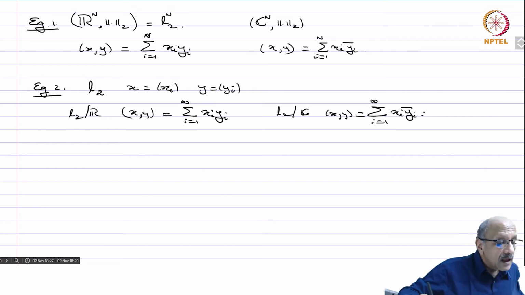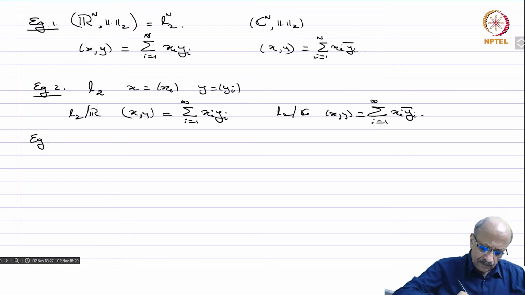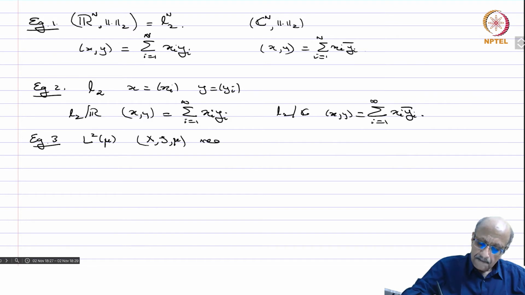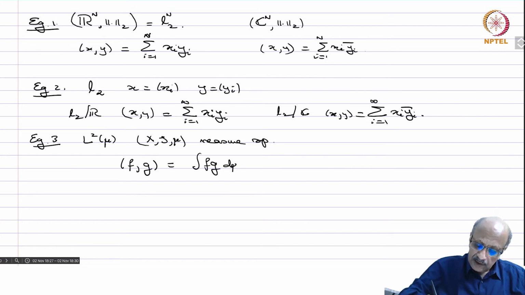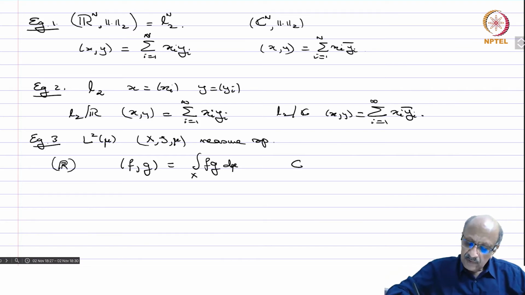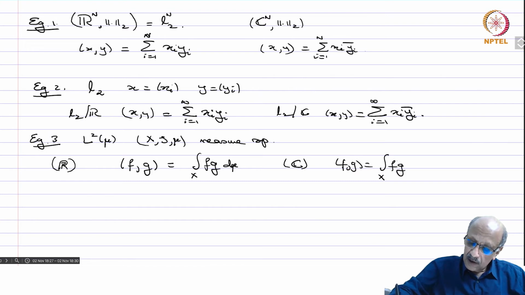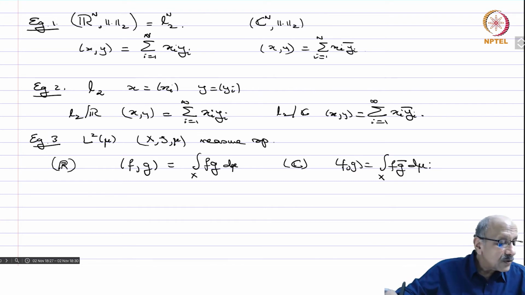Then example 3 is L2 of mu. If (X, mu) is a measure space, then L2 of mu is a Hilbert space. Well, it's complete, and now the inner product, you can easily guess, is nothing but the integral of f g d mu in the real case. If the base field is R, then you have this. If the base field is C, you have (f, g) equals the integral over X of f g bar d mu. Okay, so this gives you Hilbert spaces.